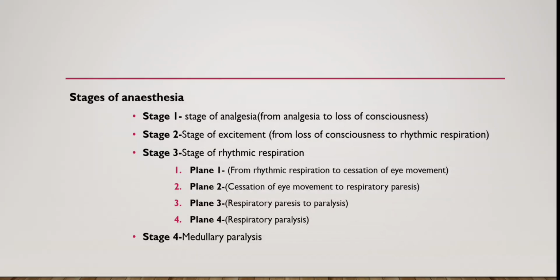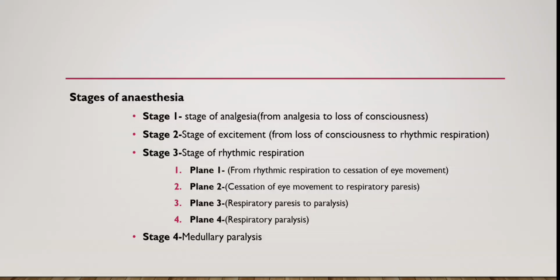Next, the stages of anesthesia. So the stages of anesthesia has 4 stages. The first one is the stage of analgesia. So it is from analgesia to loss of consciousness. The second stage is the stage of excitement. It is from loss of consciousness to rhythmic respiration.